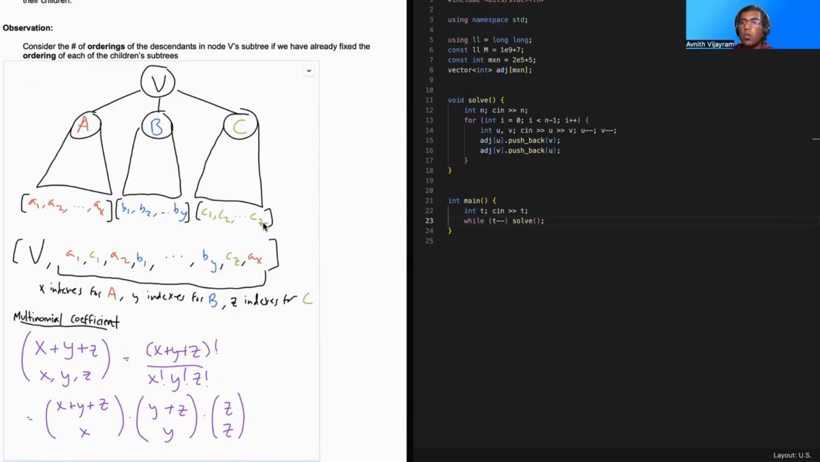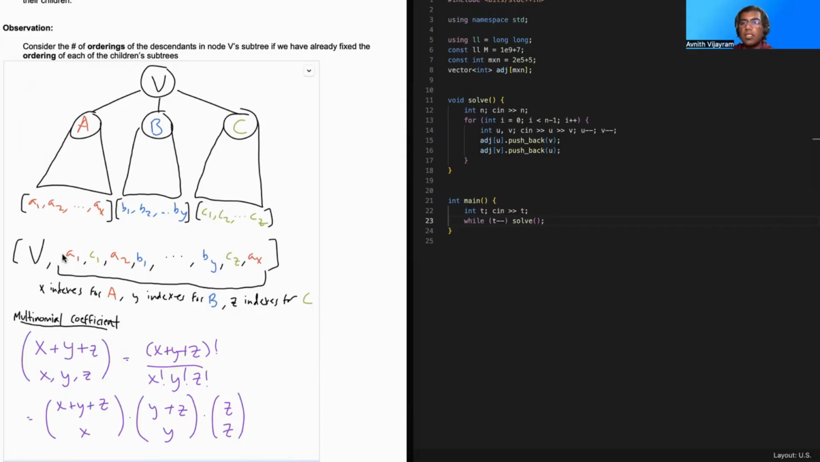Now we want to determine what is the number of ways we can order the elements in V's subtree. So V has to be the first one in this ordering because it's the parent, it's the ancestor of all of these nodes. But then after that, we can essentially choose each of the children's subtrees independently. Essentially, out of the remaining X plus Y plus Z indexes for each of the nodes, we can choose X indexes to represent the nodes of A subtree, and then Y indexes for B, and then Z indexes for C.